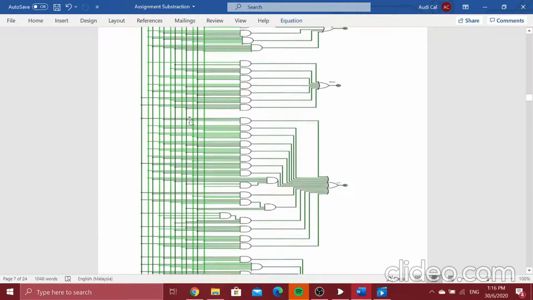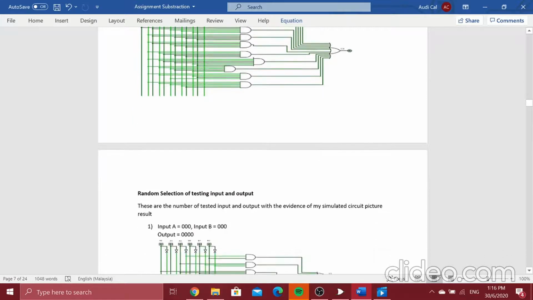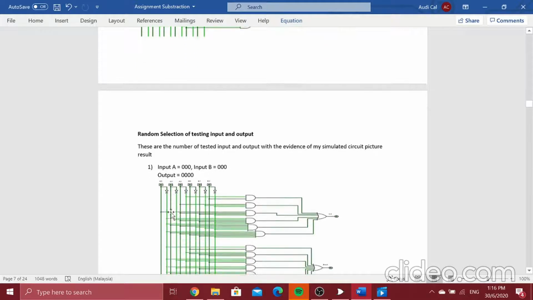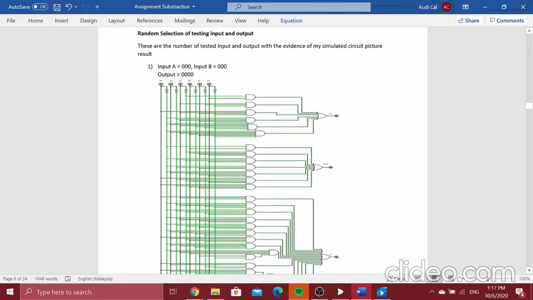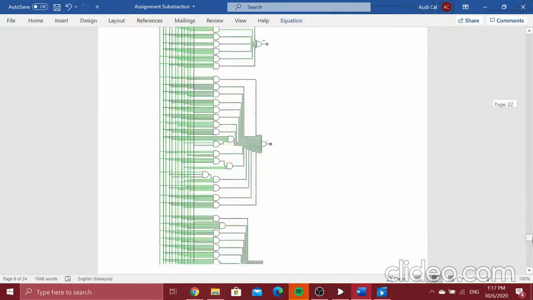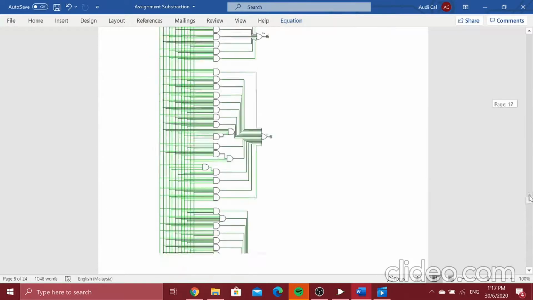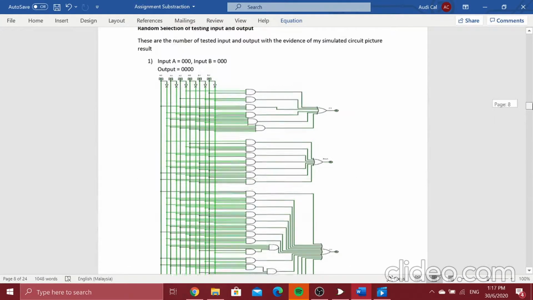So after I draw my circuit diagram, I test it with random inputs A and B, and then check the output whether it is the same as my truth table. Since my truth table has 64 rows, 20% of it is about 15, but I have provided 17 evidence here, 17 tests, which are all working, and you can see it, sir.